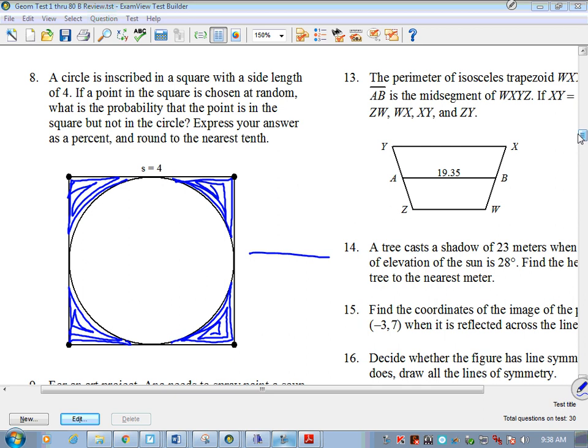Shamefully quiet. How do you find the area of a square? Length times width, right? In this case, length and width, because it's a square, are the same. So what am I multiplying to get my square area? 4 and 4. So what's the area of the square? 16. So because that's my total, that's what I'm going to divide by. Question for you, though. How do I find the area of the shaded region?